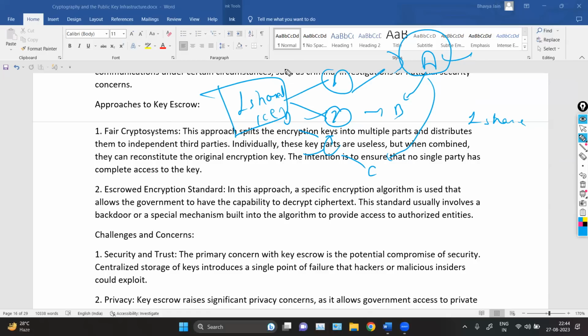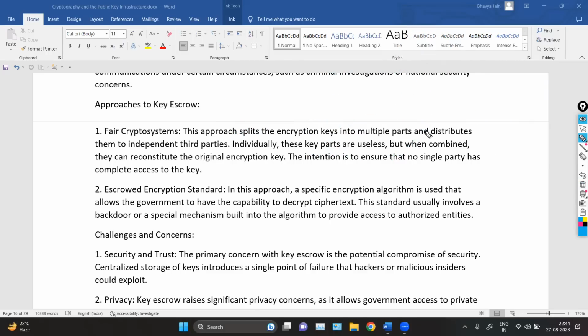We are splitting the encryption keys into multiple parts and distributing them to different third parties. So individually, these key parts are useless, but when combined, they can reconstitute the original encryption key. The intention is to ensure that no single party has complete access to the keys.